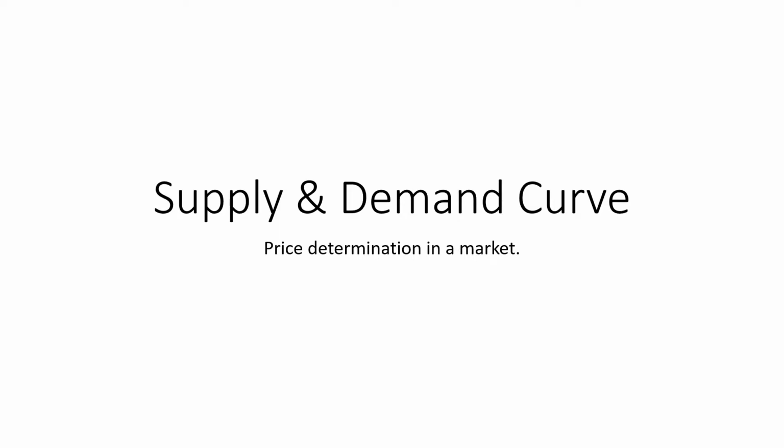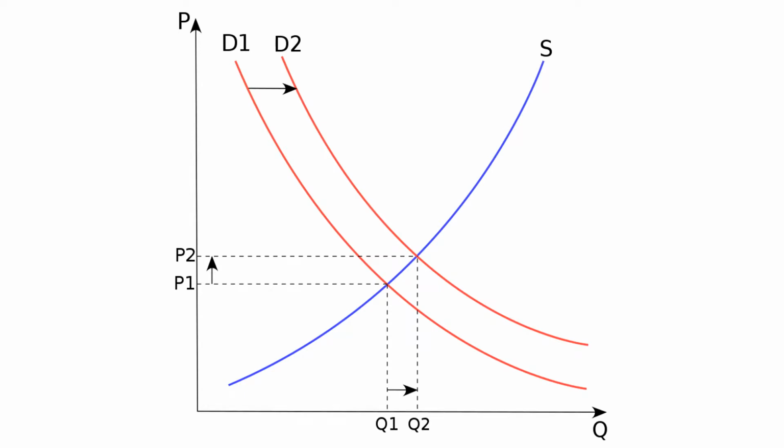The supply and demand curve is basically the way that you can determine a fair price in a market. So here is an example of a supply and demand curve. Up here you have the price on this axis, and here we have our demand, compared to the prices and the quantity.